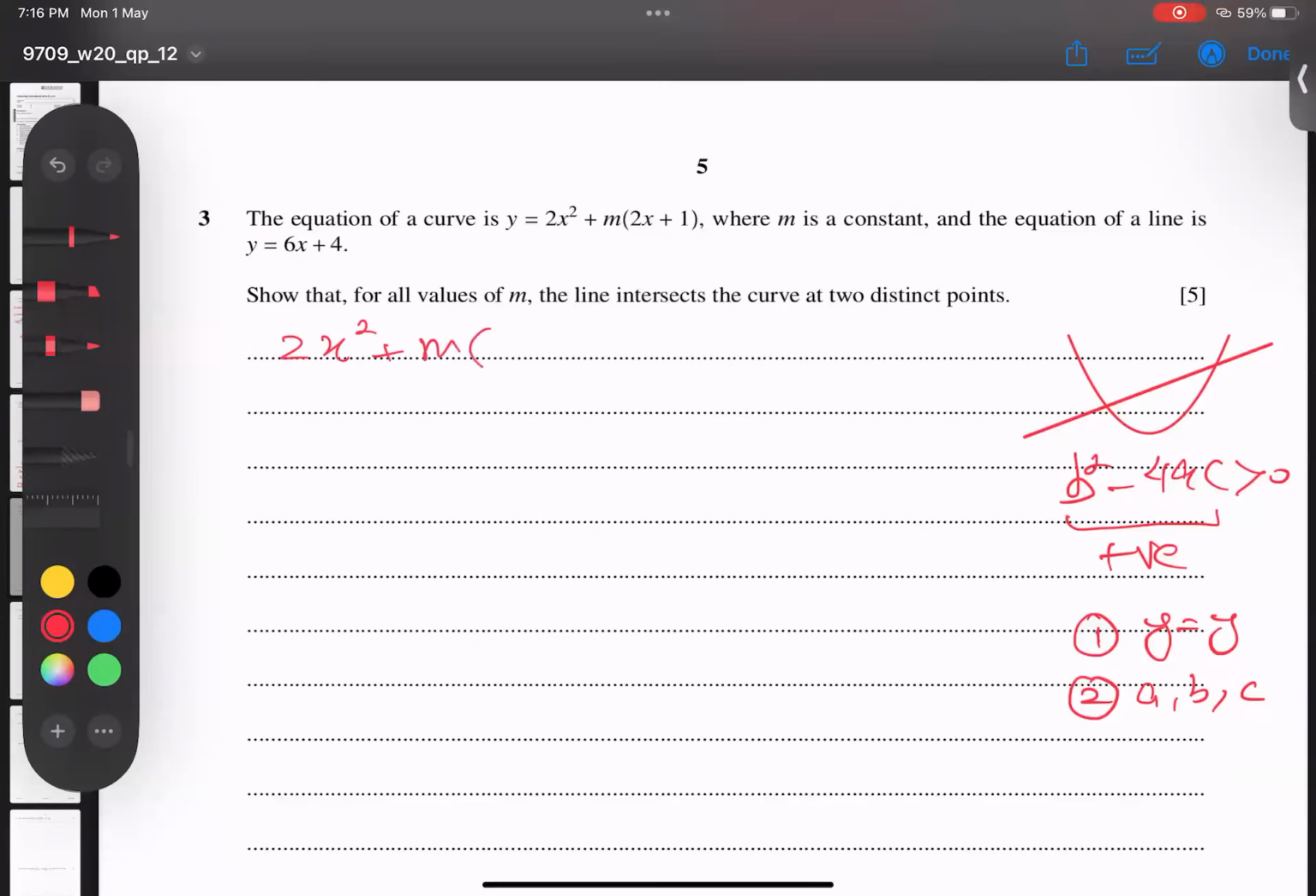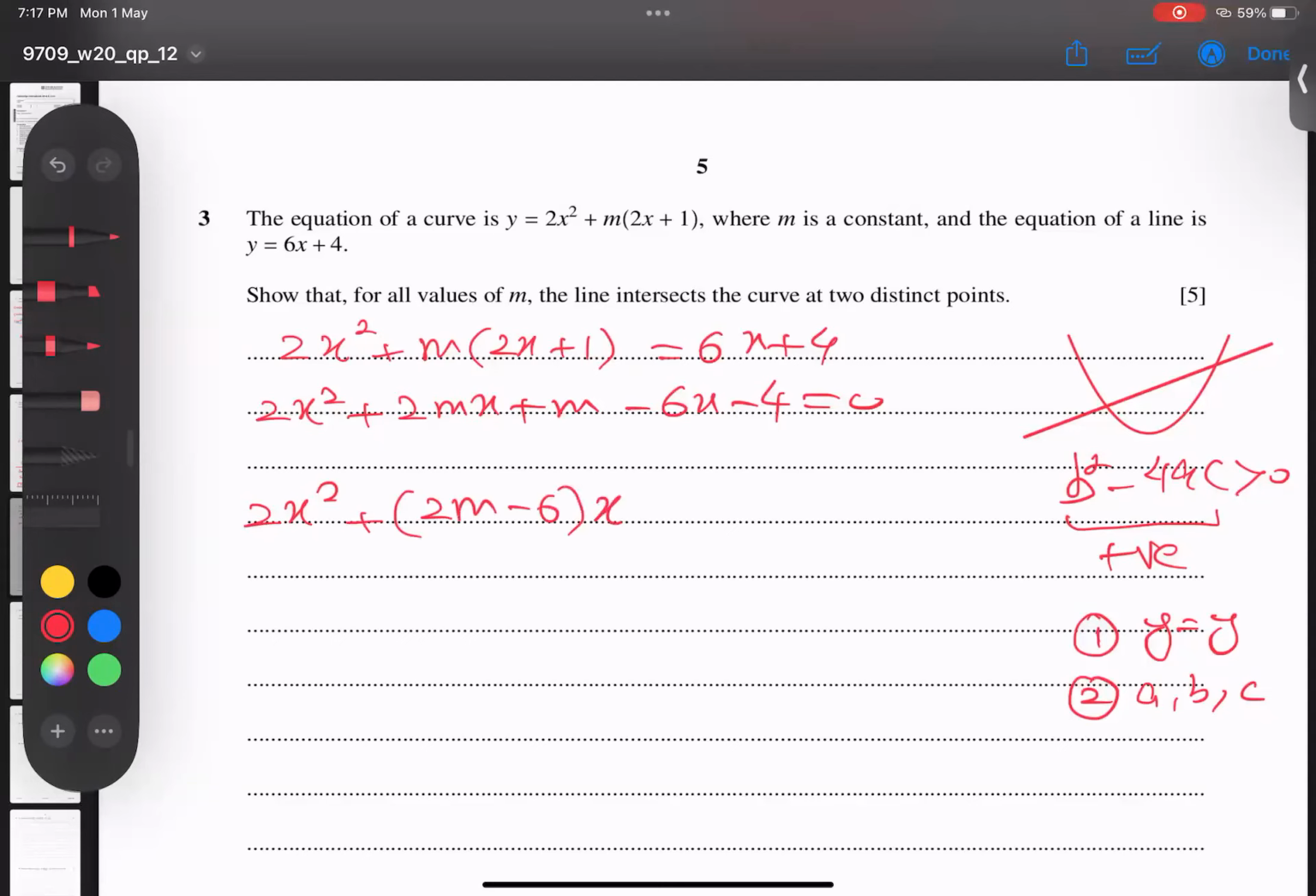So 2x squared plus m times 2x plus 1 equals 6x plus 4. So this and this put equal to each other. So bring it here. So I get 2x squared plus 2mx plus m minus 6x minus 4 equal to 0. Now, how many x's? 2 x's are there. Take common out. If I take common out, I get 2m minus 6 and x outside.